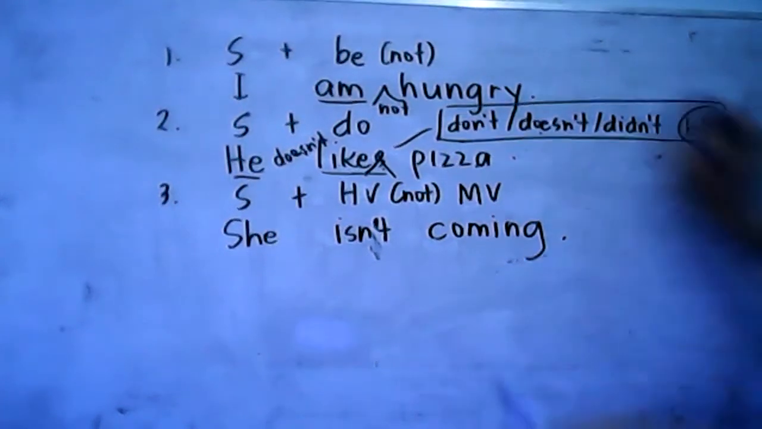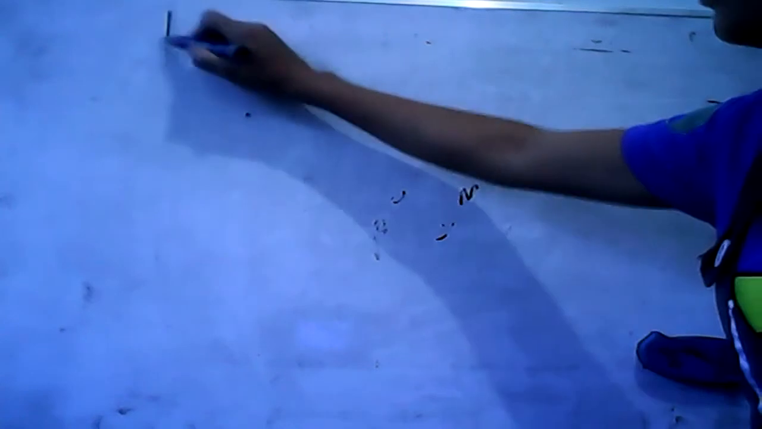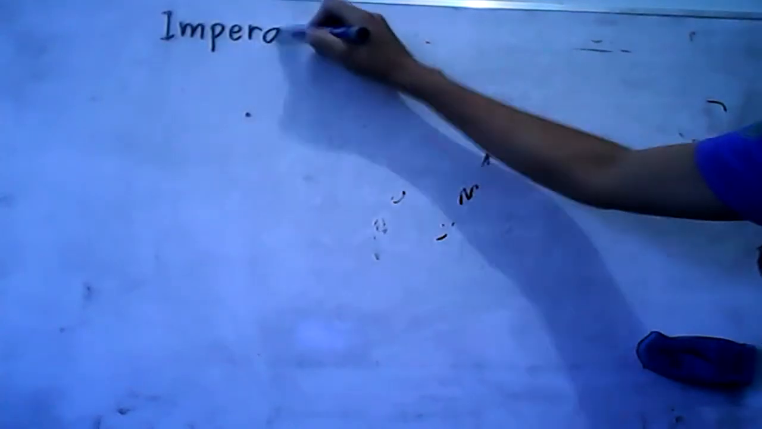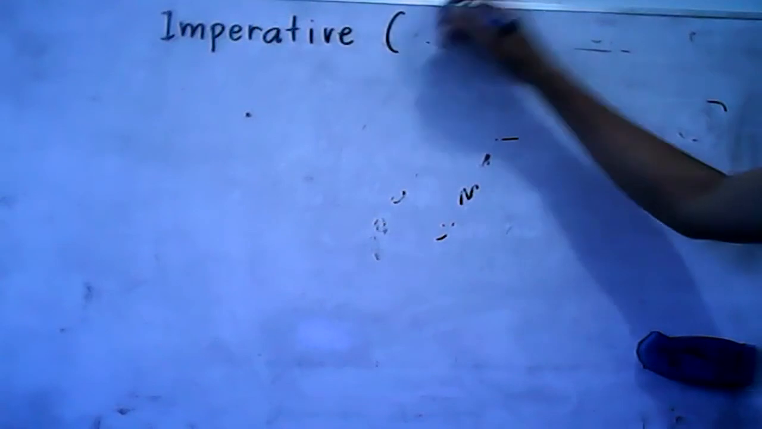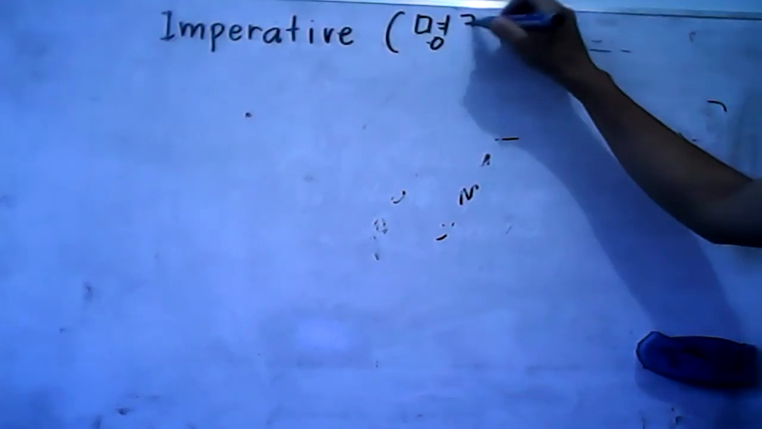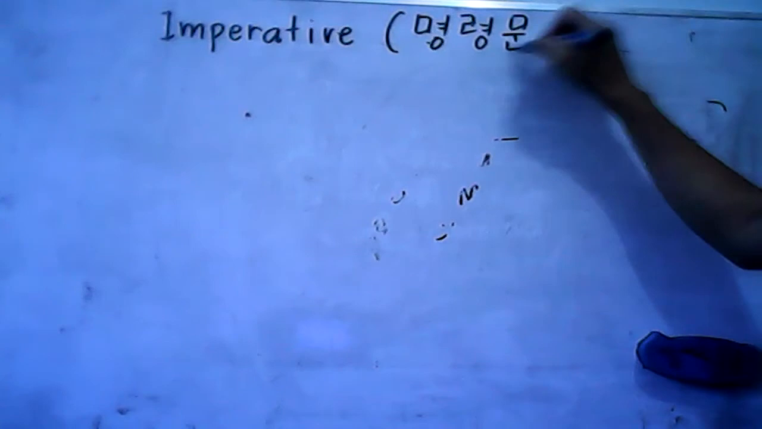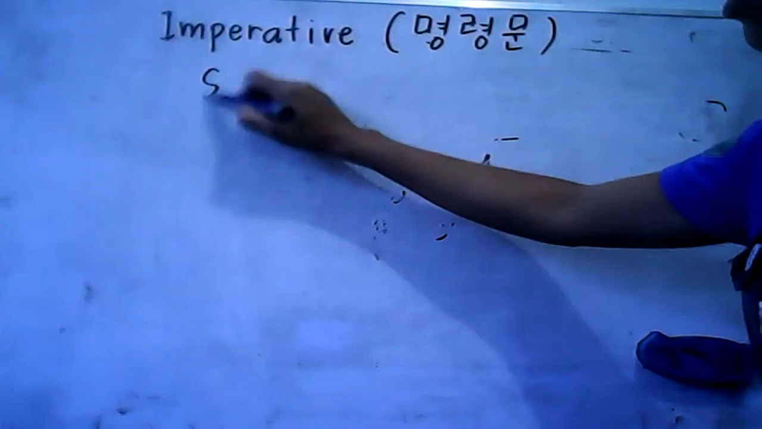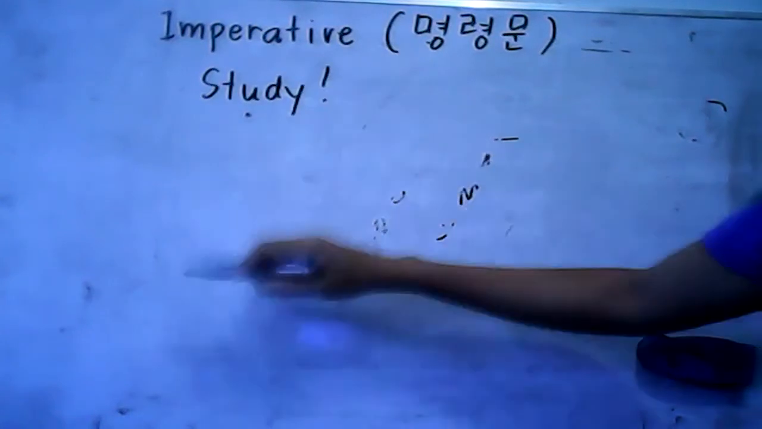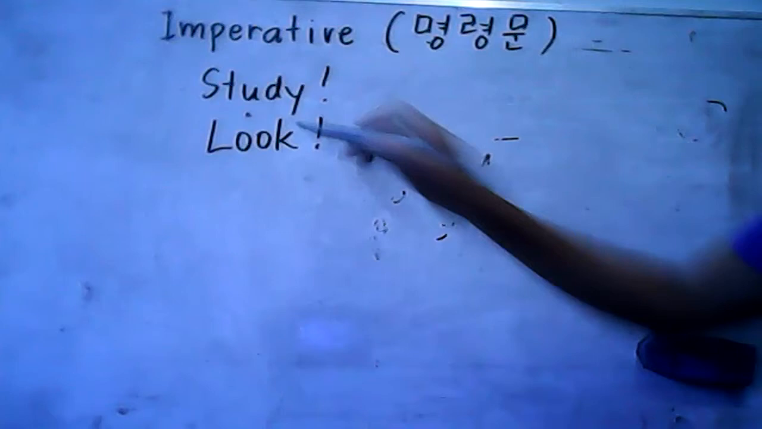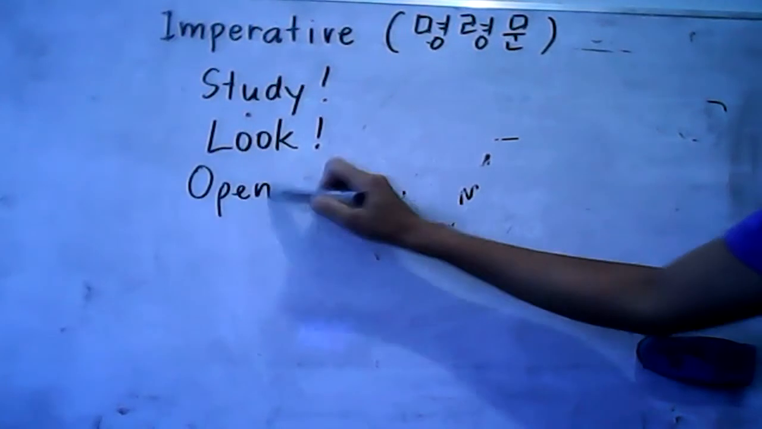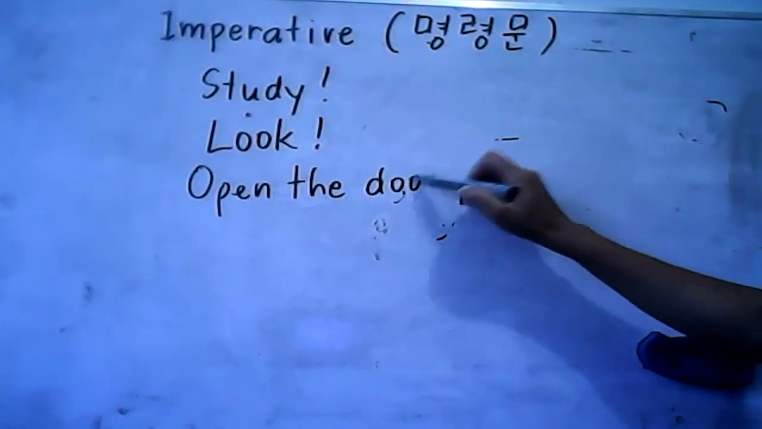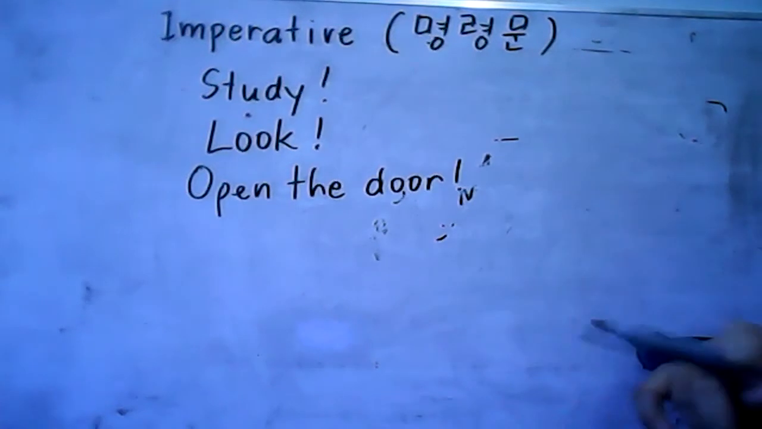There's also a part in Unit 44 that talks about changing imperative sentences to negative. So imperative sentence, imperative, myung-myung-moon. Myung-myung-moon, okay? A sentence that orders a person. So, teacher Essie says, study or look. So, these are imperative sentences. Open the door. Alright. Okay. So, these are just examples of imperative sentences.